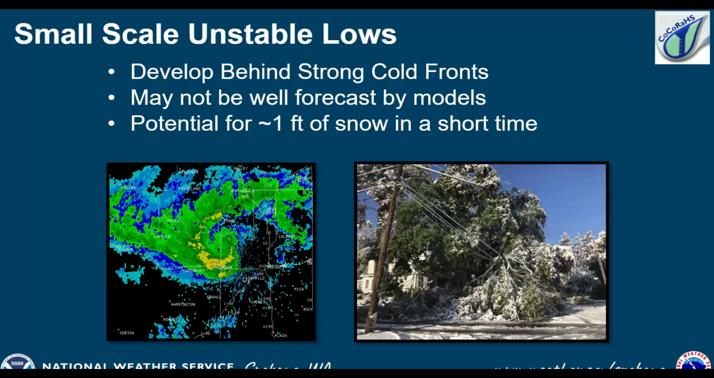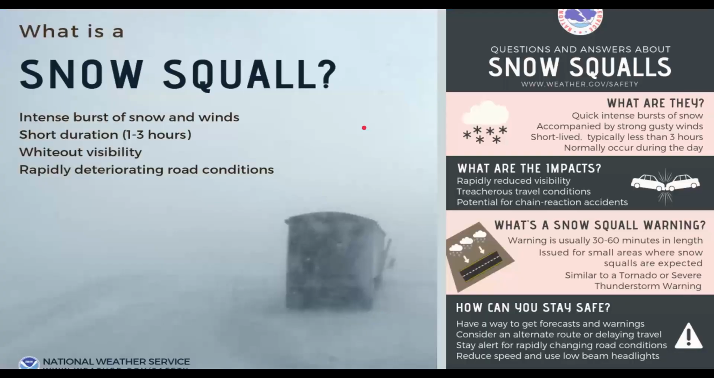And we've seen these time and time again, not only in Spokane, but even in Wenatchee last year when we had these events that do happen. And these can lead to snow squall events. And this is a term that we're going to be hearing more about in the coming seasons because now we have developed a snow squall warning that goes out when we get this.